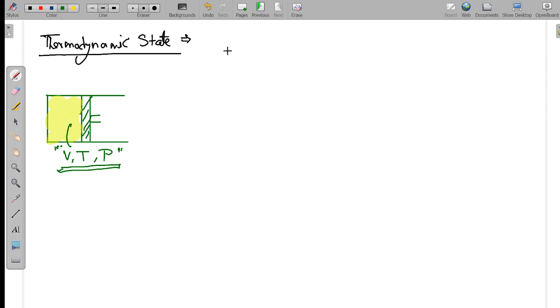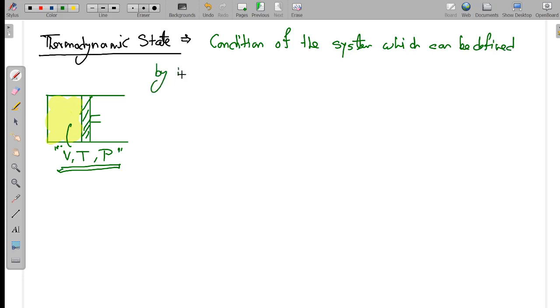Okay, so we can easily write that the condition of the system which can be defined by its properties is called state.